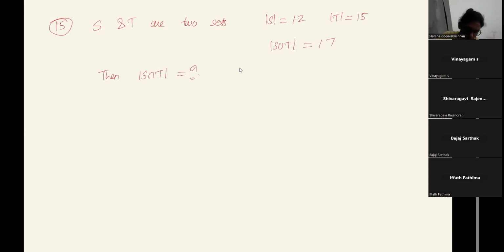Okay, we have to use the formula. Cardinality of S union T is equal to cardinality of S plus cardinality of T minus cardinality of S intersection T. From this we can take the S intersection T to one side, put in the values and find the answer. It's cardinality of S plus cardinality of T minus cardinality of S union T.